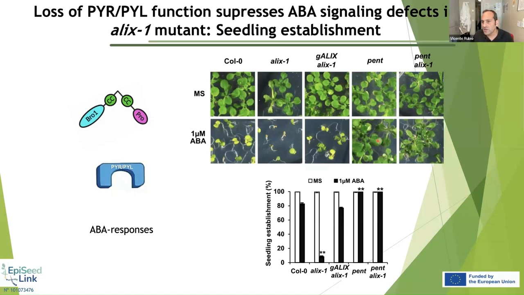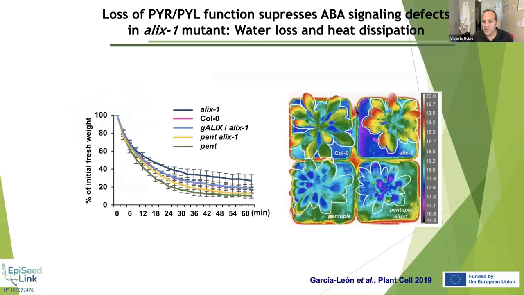This is done in plants, but it can also be observed at the stomata closure level. Here again, we just show data for the infrared imaging of foliage temperature. So this is ALIX, very hot, as you can see, compared to the Columbia wild type. But if we combine it with the pentuple mutant, we lose this effect of the ALIX mutation.